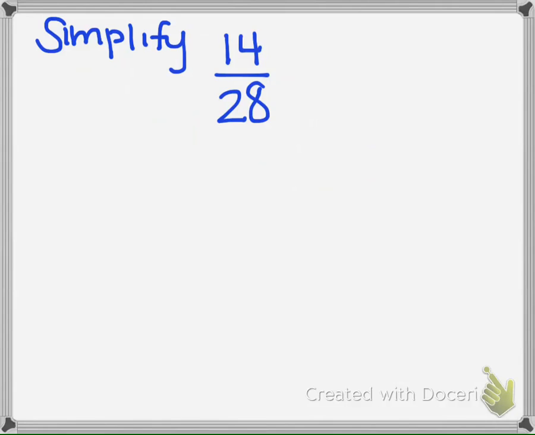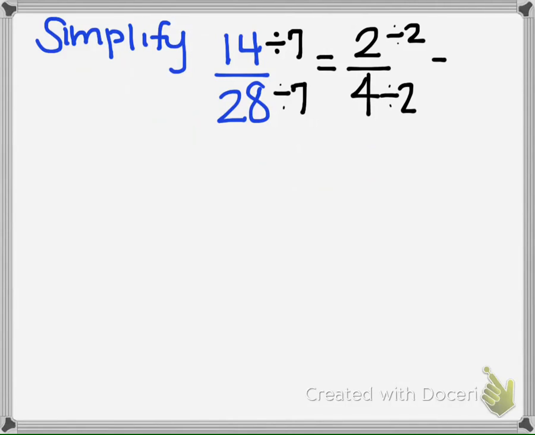So some people can look at 14 and 28 and know that 7 divides into both of these numbers. And then we would get 2 over 4. And then 2 goes into both of these, and we would get 1/2. Now, that may not be easy for all of us, so some of us might have to do it this way.